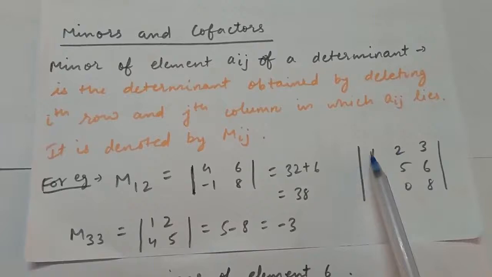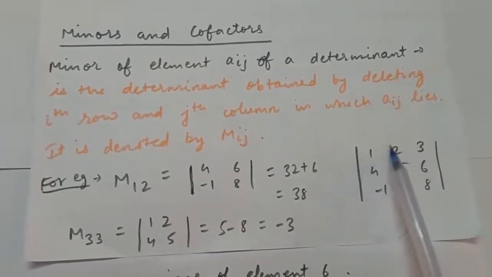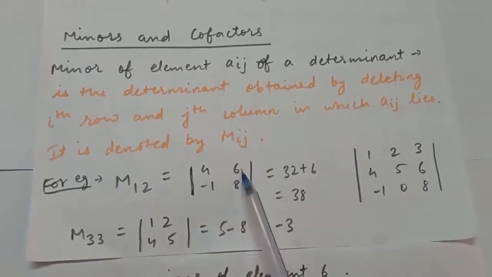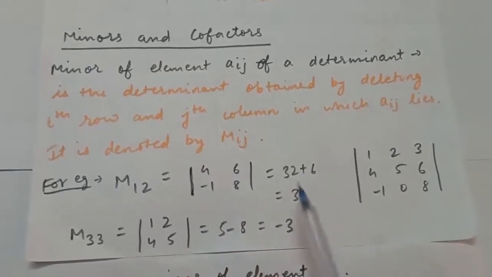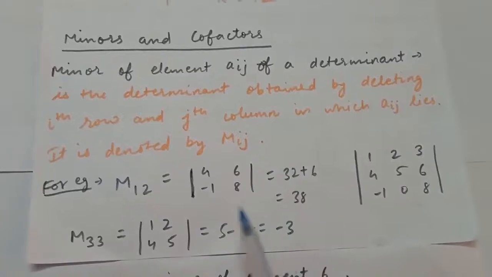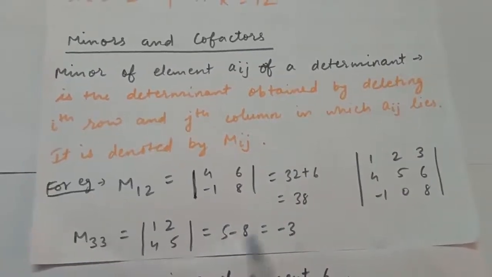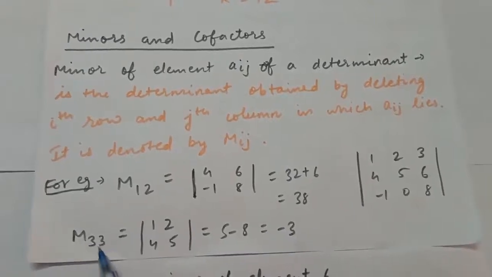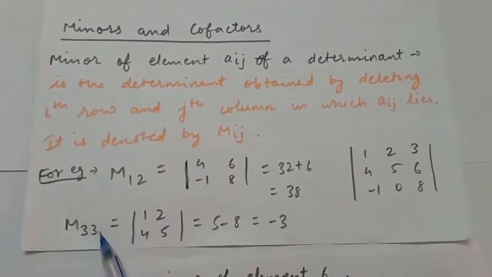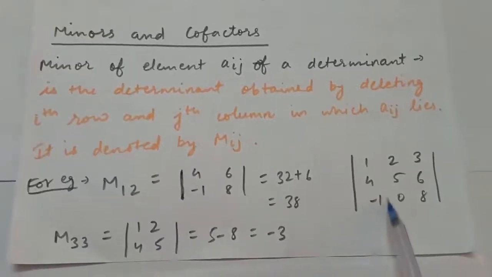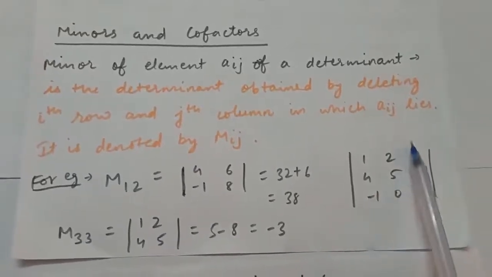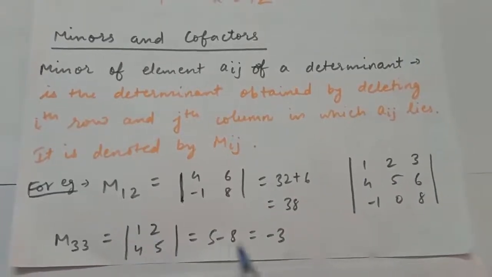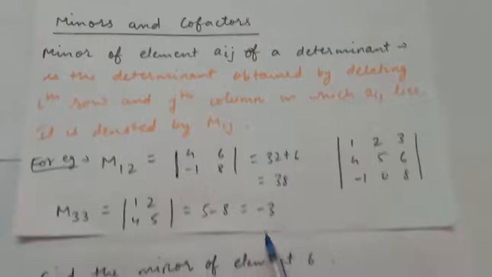So for this, delete the first row and the second column, so you will get the determinant of 4, 6, minus 1, 8, which is 38, right? If they ask for the minor of A33, that is this 8, so the minor will be M33. Delete the third row and third column, so the determinant will be 1, 2, 4, 5, which is minus 3, right?